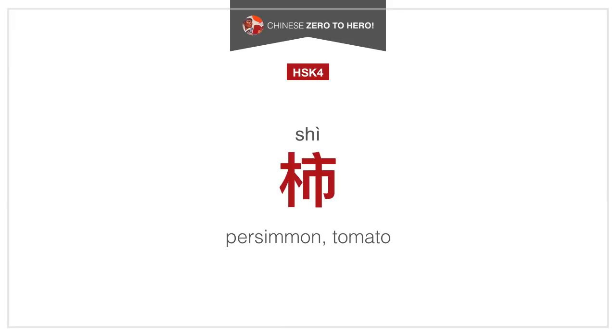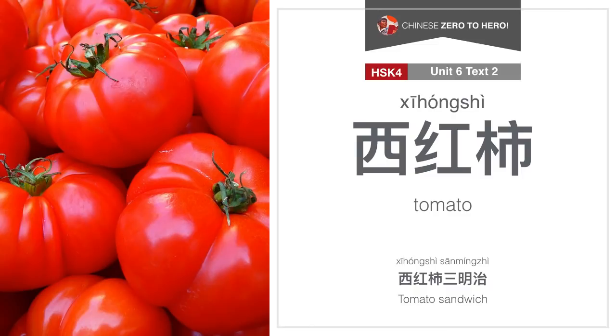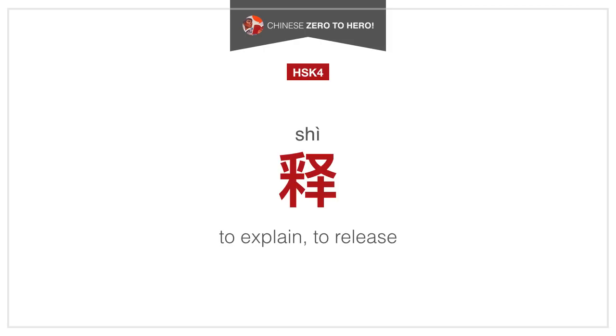And 柿 when written like this means persimmon or tomato. In HSK 4, we learn the word 西红柿, meaning tomato. It's a red persimmon from the west. 西红柿。西红柿三明治, tomato sandwich. And 释 when written like this means to explain or to release.